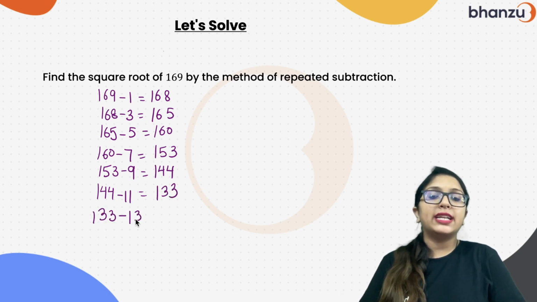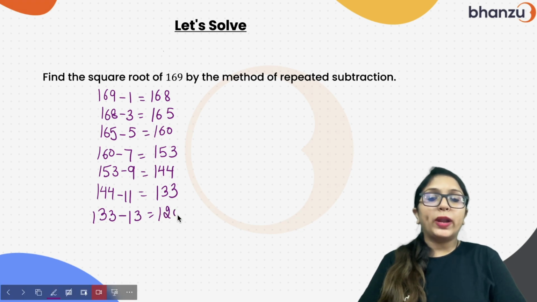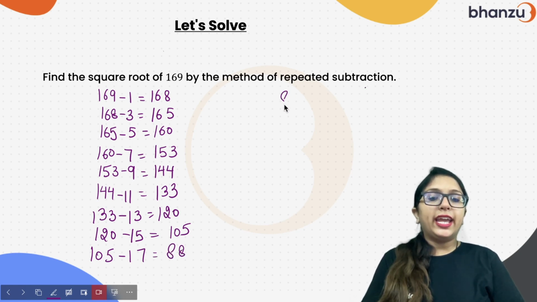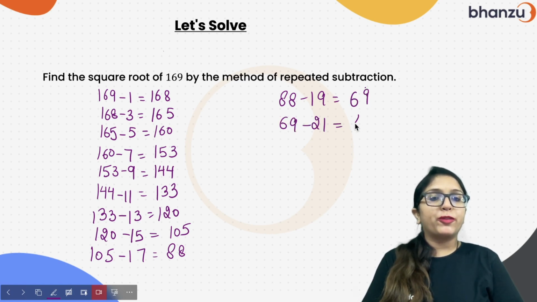133 minus 13 is equal to 120. Then 120 minus 15 equals 105. Then 105 minus 17 equals 88. Then 88 minus 19 is going to be 69. Then 69 minus 21 is going to be 48. Then 48 minus 23 is going to be 25.